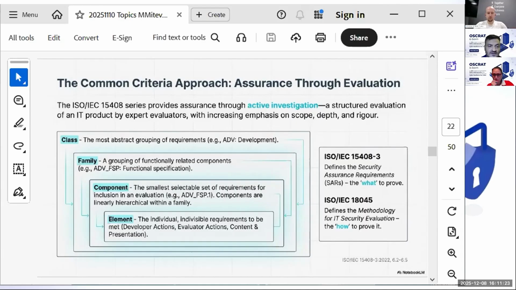The ISO/IEC 15408 standard describes the what of assurance, while the ISO/IEC 18045 standard describes the how, the method used by evaluators. This structured approach ensures that evaluation is repeatable and reliable. It also helps developers present their product clearly so evaluators can understand how it works and how security is enforced.